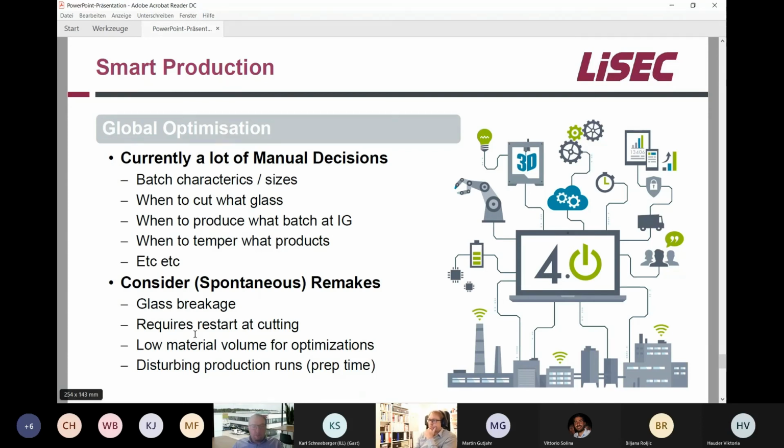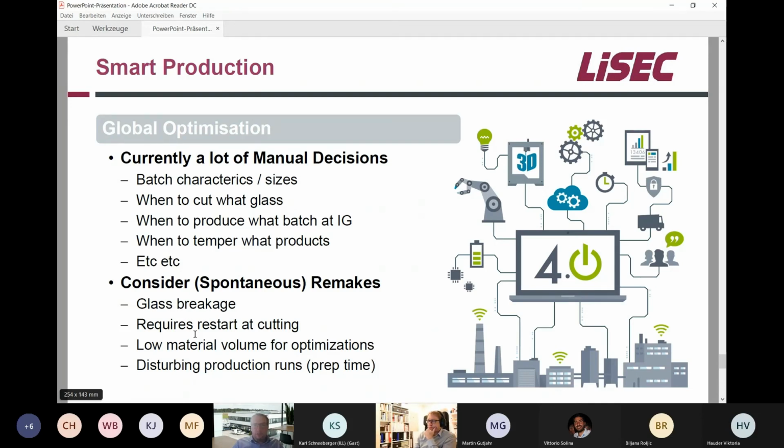This might cause problems at the 2D optimizer, for example, because we might have low volume of material available to really optimize the glass usage, or this might disturb the production runs because the remakes then arrive with different characteristics, materials, whatever, which then causes machines to run into preparation times and causes the cycle times to be destroyed.